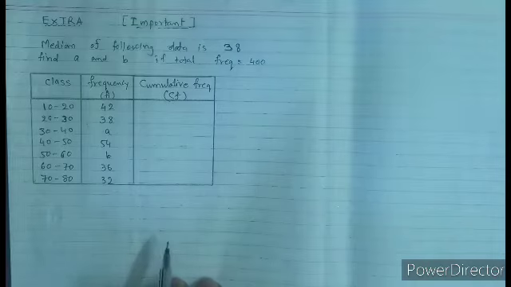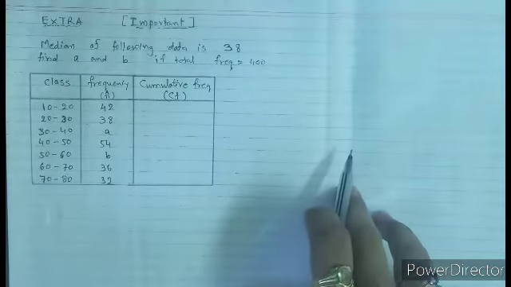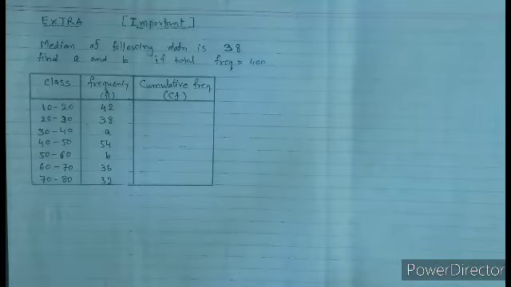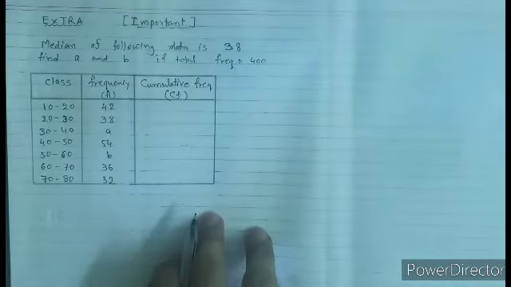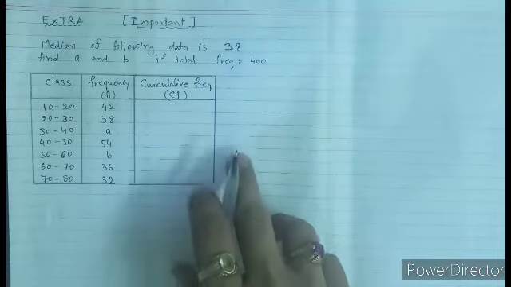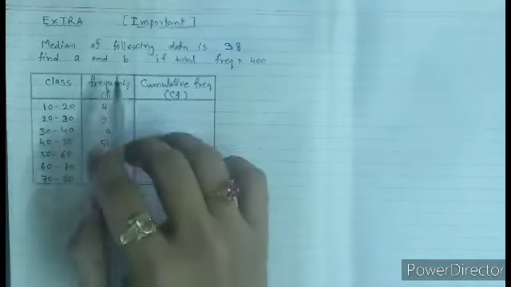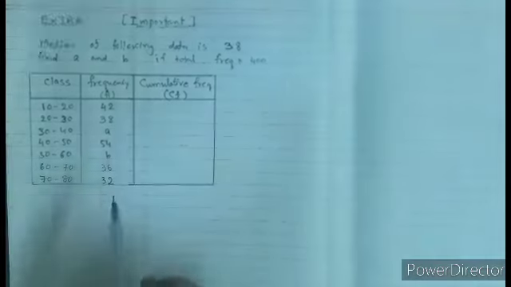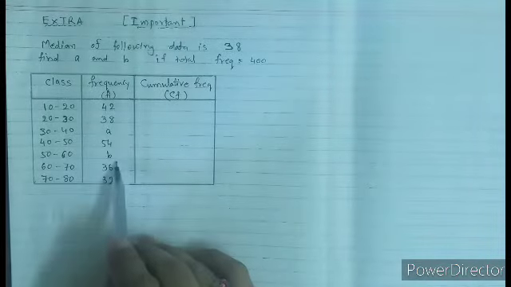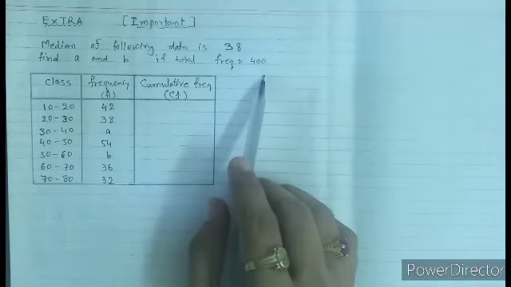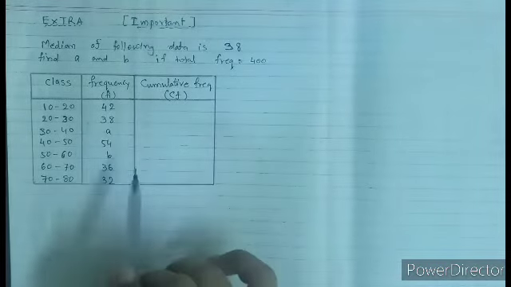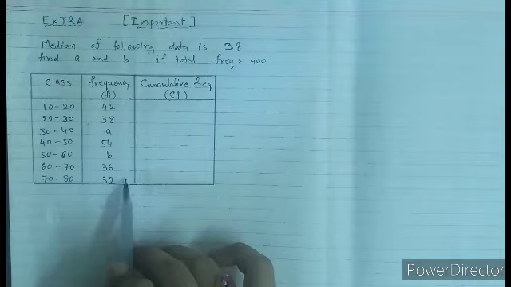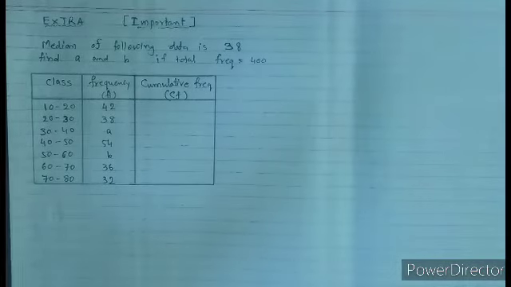Here is the question. Though this question is not given in your textbook, still it is an important kind of question. Here we are given the data and the median of the given data. Here the median of the data is 38. There are two missing frequencies, A and B. The total number of frequencies is 400. We have to find the missing frequencies A and B from the given data.